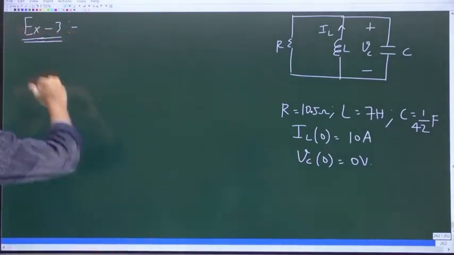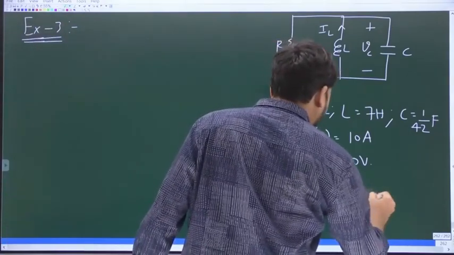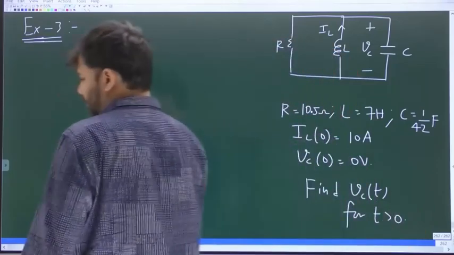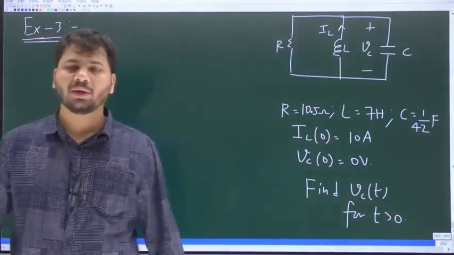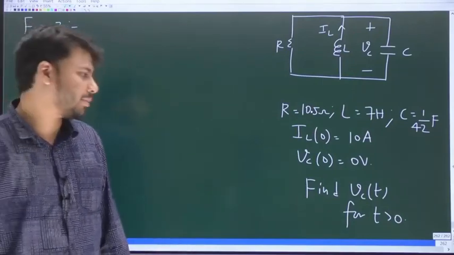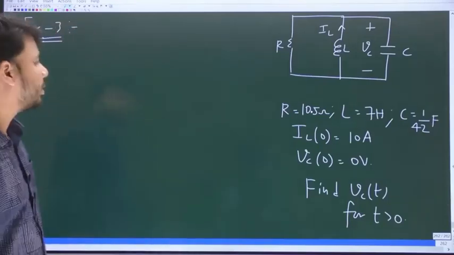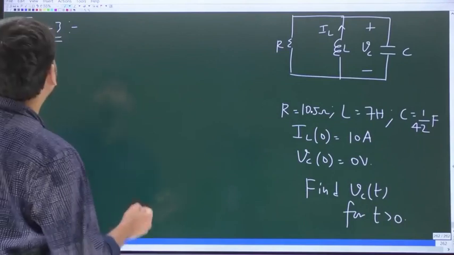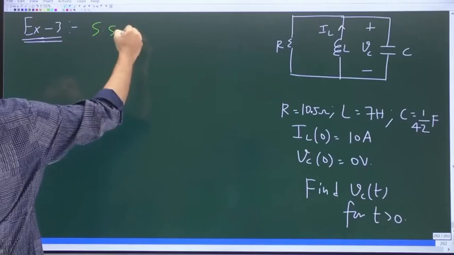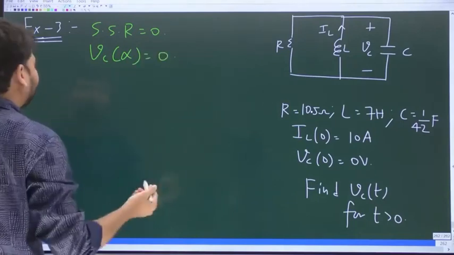So very quickly, again the goal is to find Vc of t for t greater than 0. Even in the previous two circuits, overdamped and critically damped, we found the same thing, Vc of t for t greater than 0. Now again let's find Vc of t for t greater than 0. Because it's a source-free circuit, the steady state response is 0. That means Vc of infinity is also 0.